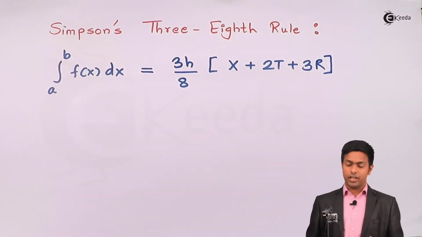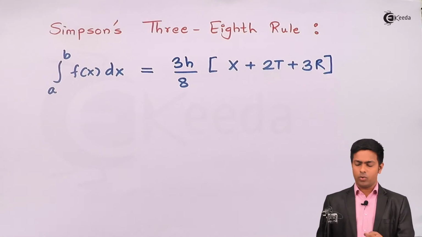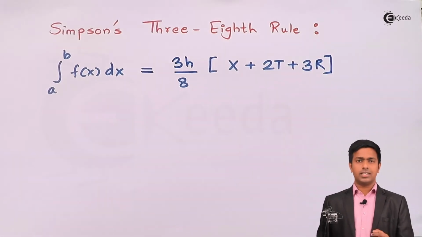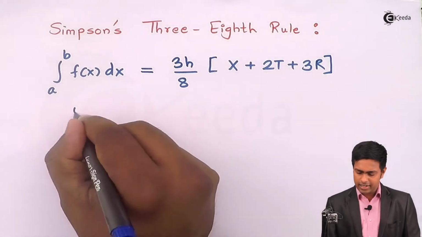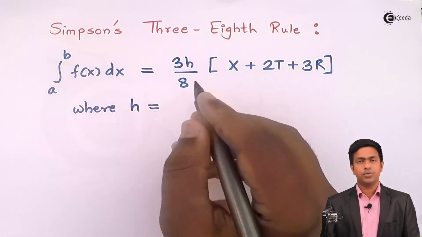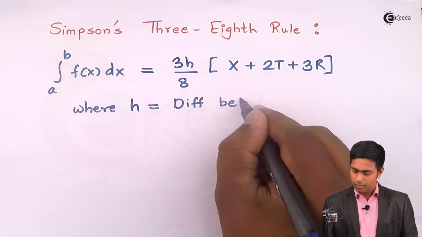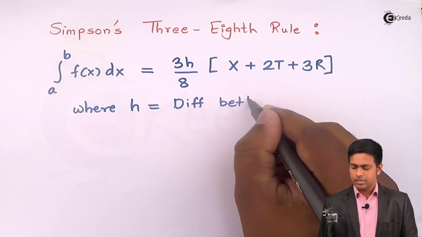Now you must be thinking, what is x, t and r? So let's understand one symbol sequentially. Here I'll say where h equal to, it is the difference between subintervals.